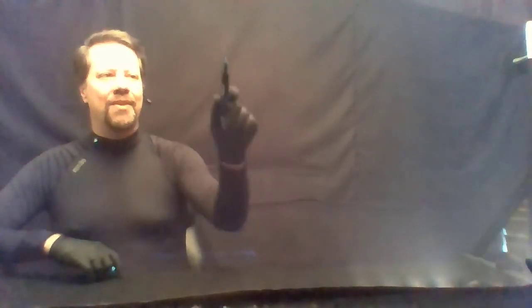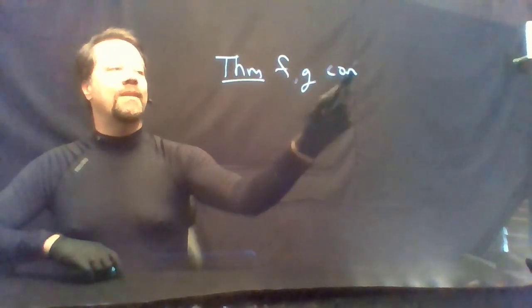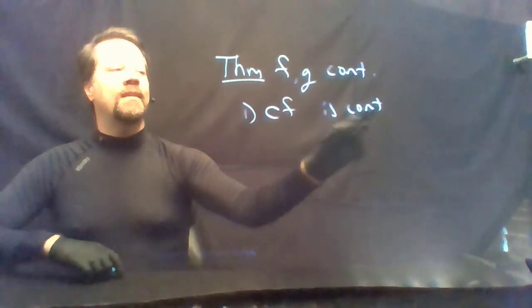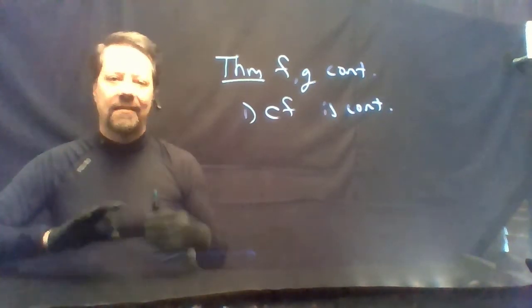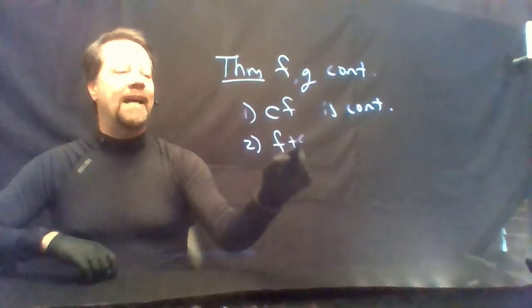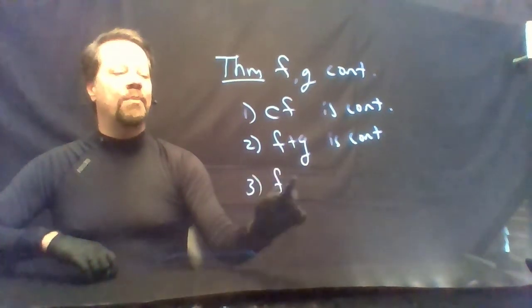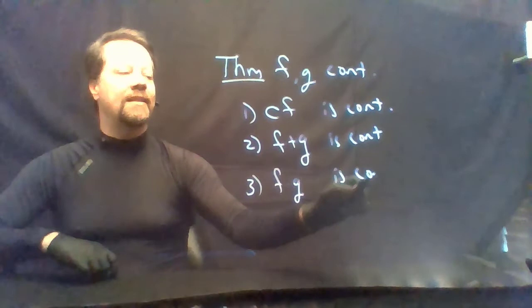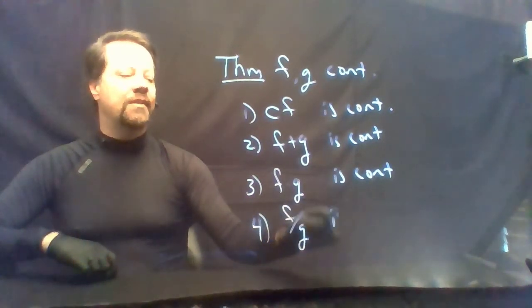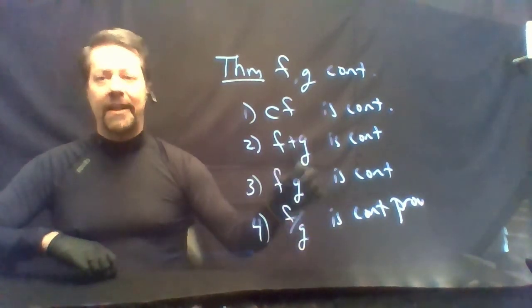We also have the usual theorems. If f and g are continuous, a constant times f is continuous. Just multiplying a function by a constant doesn't rip the function apart, doesn't cause a failure of continuity. If you add 2 functions, you get a continuous function. If you multiply continuous functions, you get a continuous function. If you divide continuous functions, you get a continuous function provided you're not dividing by 0.